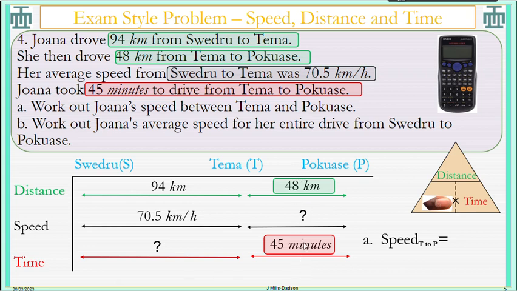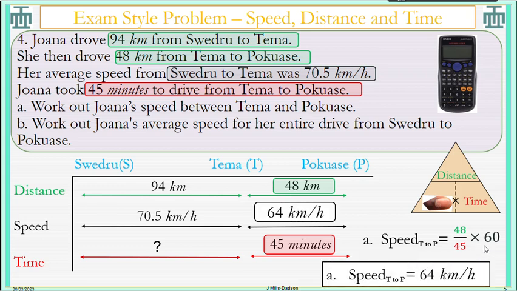So whatever answer I'm going to get will be kilometers per minute. That will be the speed per minute. The speed is measured per hour, so I have to multiply the answer by 60. So that's what I do. 48 divided by 45 will give me the speed per minute. So I times it by 60 to convert it into per hour. So the answer is 64 kilometers per hour.